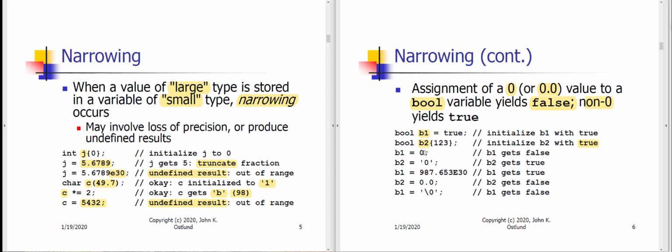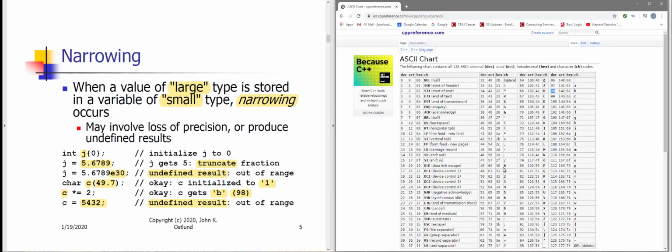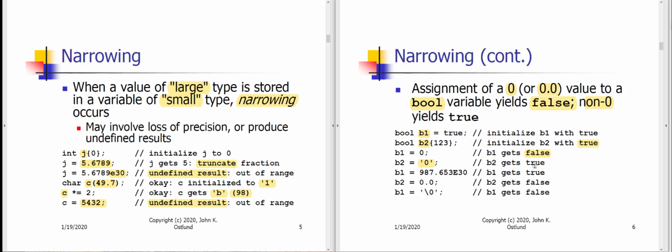If I assign the integer value 0 into b1, that's equivalent to assigning false to b1. On the other hand, if I assign the character code for the character 0 to b2, well, the character code for the character 0 is 48. Okay, here's the character 0, and its character code is 48. 48 is not 0. So the upshot is that b2 has the value true assigned to it.